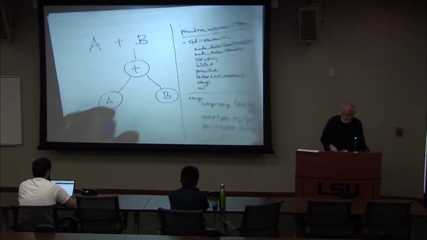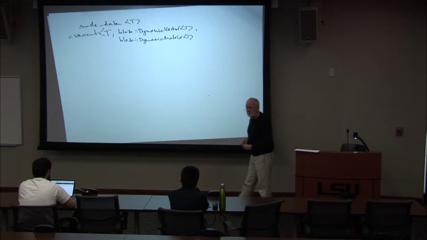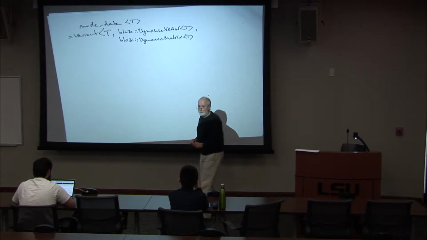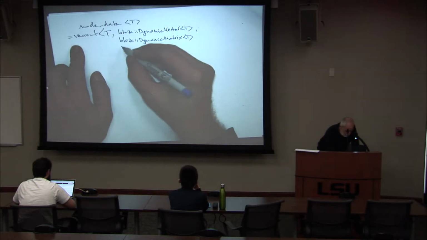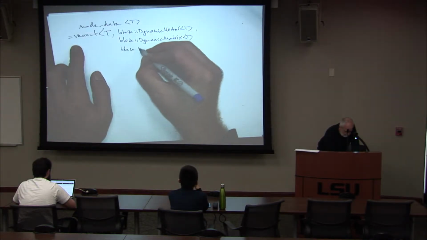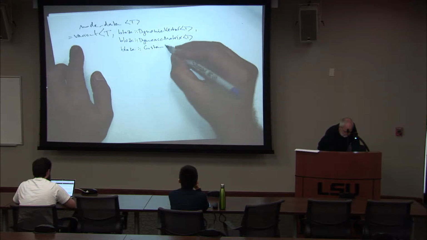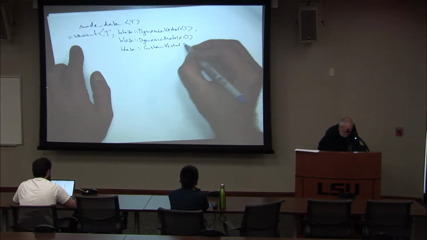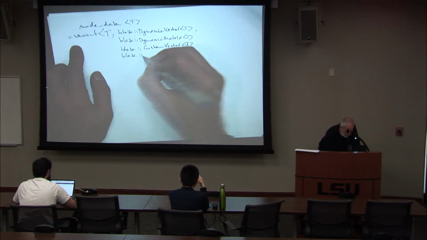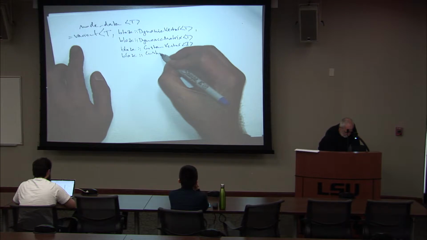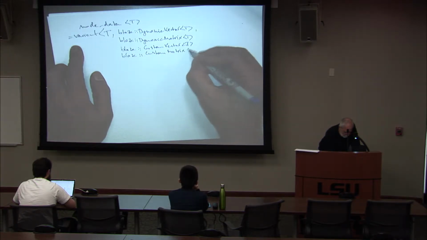But I said that node data can be 5 things, not 3. What else do we have there? We also have the ability to store a plain custom vector of T and a plain custom matrix of T.